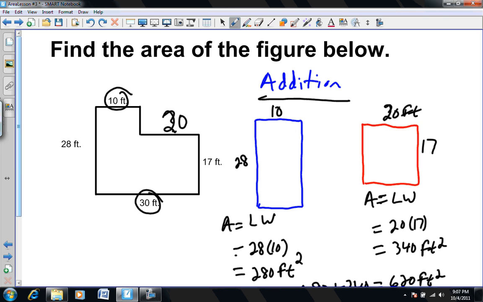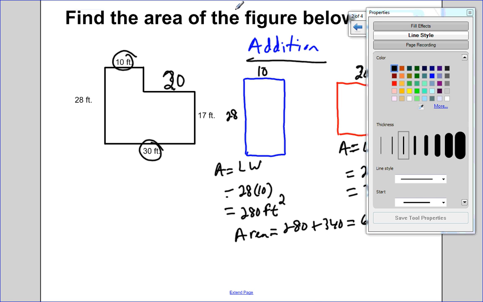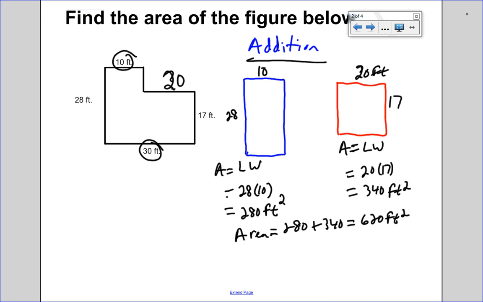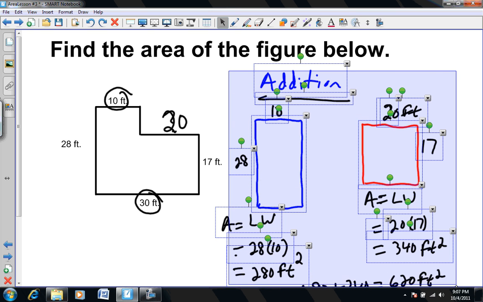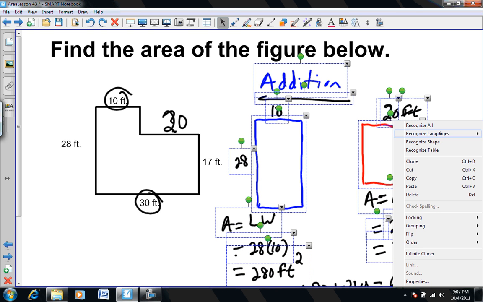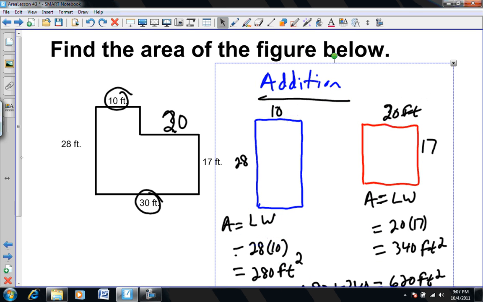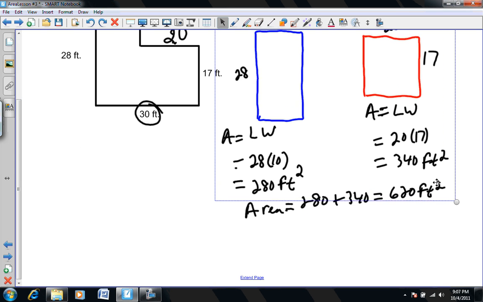So what I'm going to do right now is try to group all this stuff together and make it a little bit smaller so that I can get it out of the way.